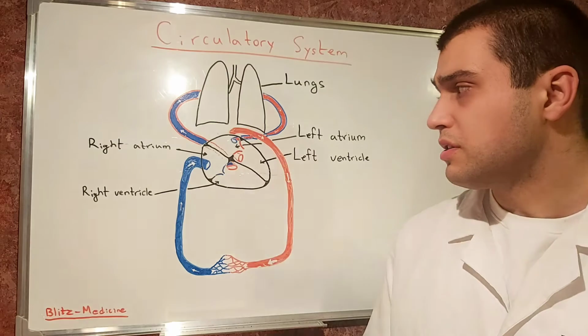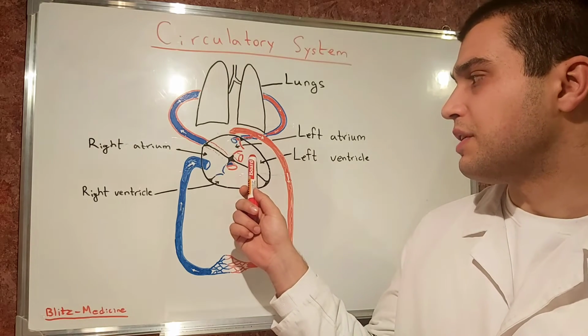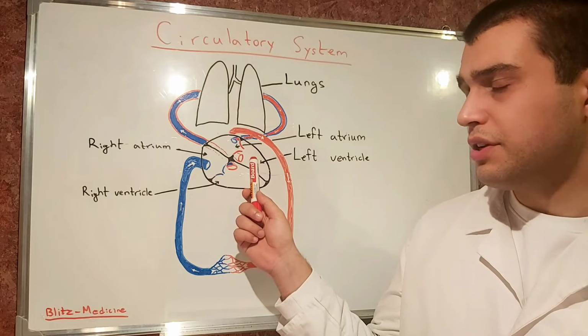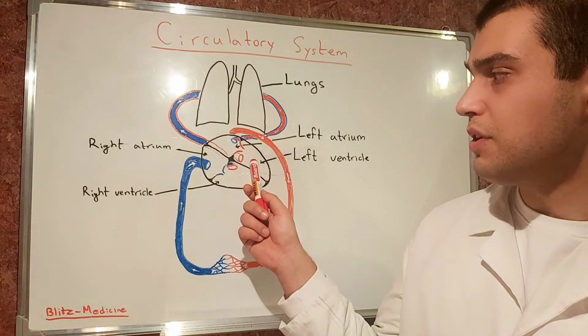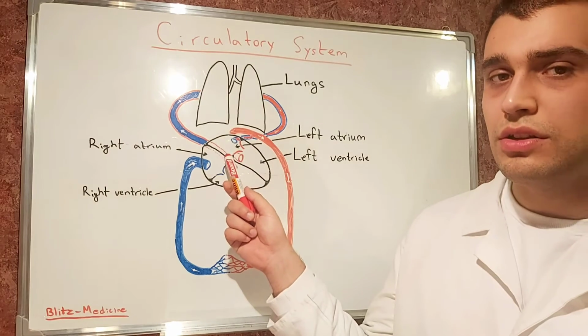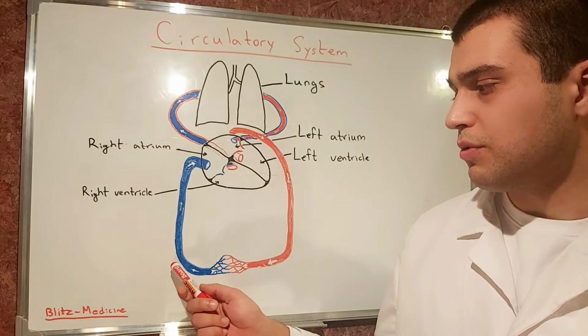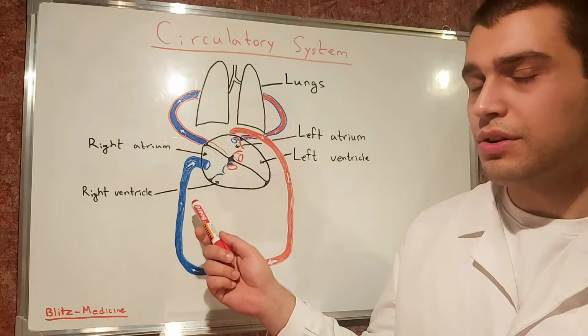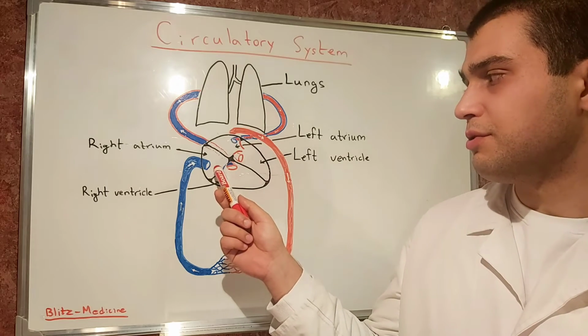Mitral valve opens and blood goes from the left atrium into the left ventricle. Left ventricle contracts and opens the aortic valve. So blood goes from the left ventricle into the aorta and into the organs and capillaries. And finally, from the superior and inferior vena cava, blood goes into the right atrium.